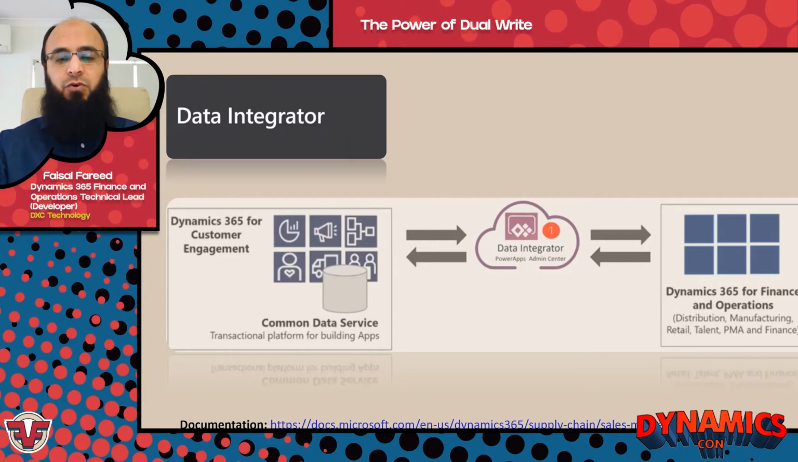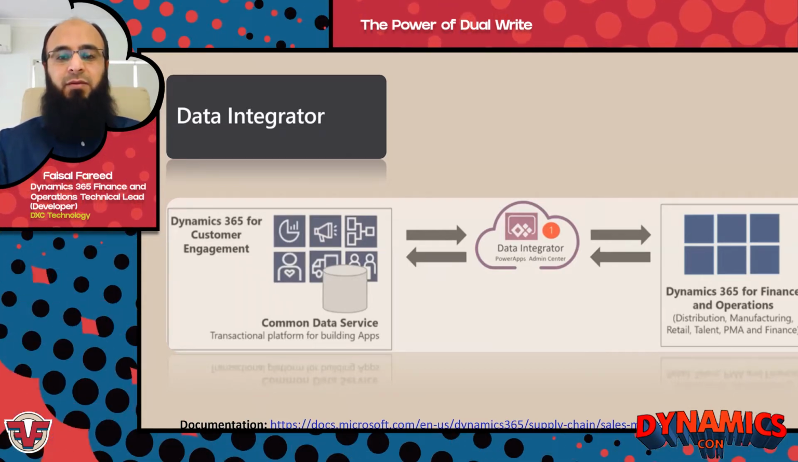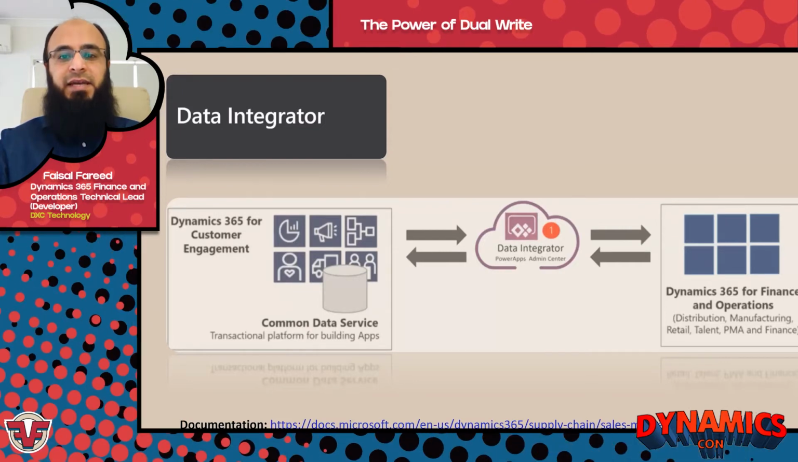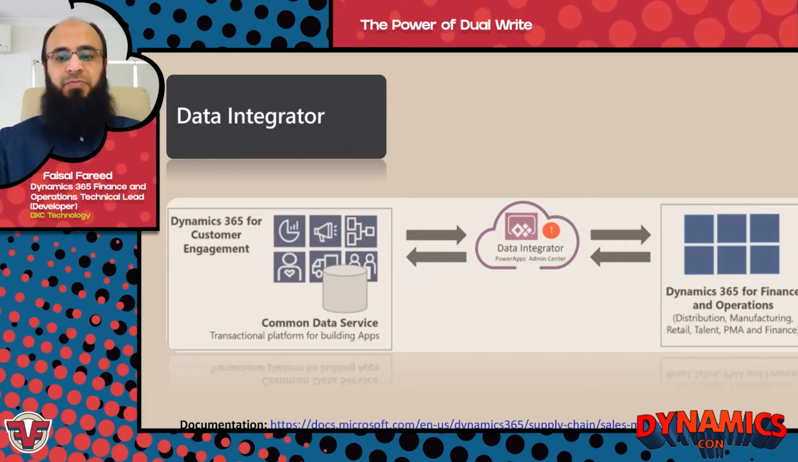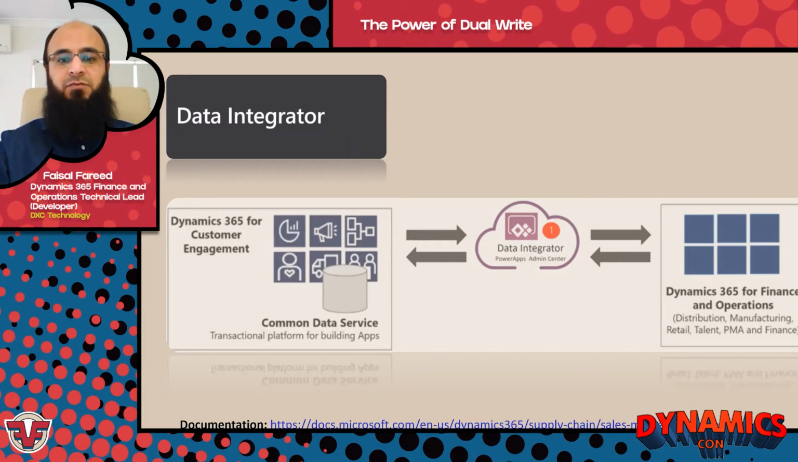Now, how do we integrate them so they can talk to each other? Microsoft introduced the data integrator at the start, and it actually lives between Finance and Operations and Customer Engagement. It has its own database, but it's a one-way integration. If you want to understand more about the data integrator, there is documentation at the bottom you can read in the Microsoft Docs article.